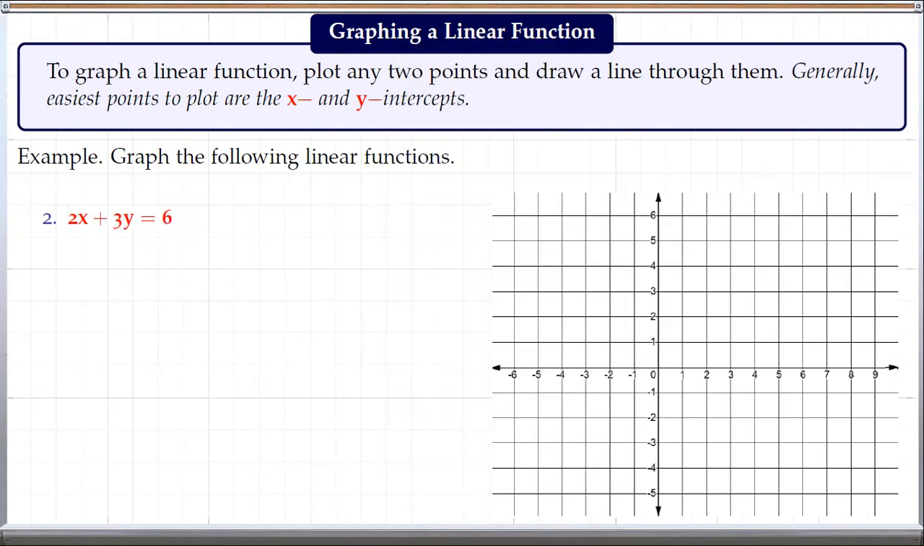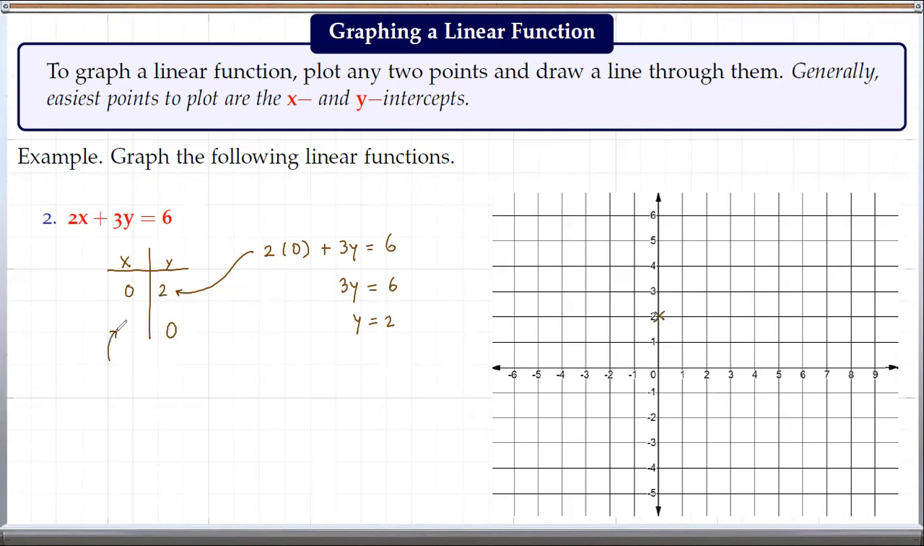So here we have the next example. We want to graph this function. Again, the easiest way is to try to find 2 points. So let us find the x-intercept and y-intercept. To find the y-intercept, we have 2 times 0, because we are setting x equals 0, plus 3y equals 6. Then we have 3y equals 6, so y equals 2. So the y-intercept is the point 0, 2, which is right here.